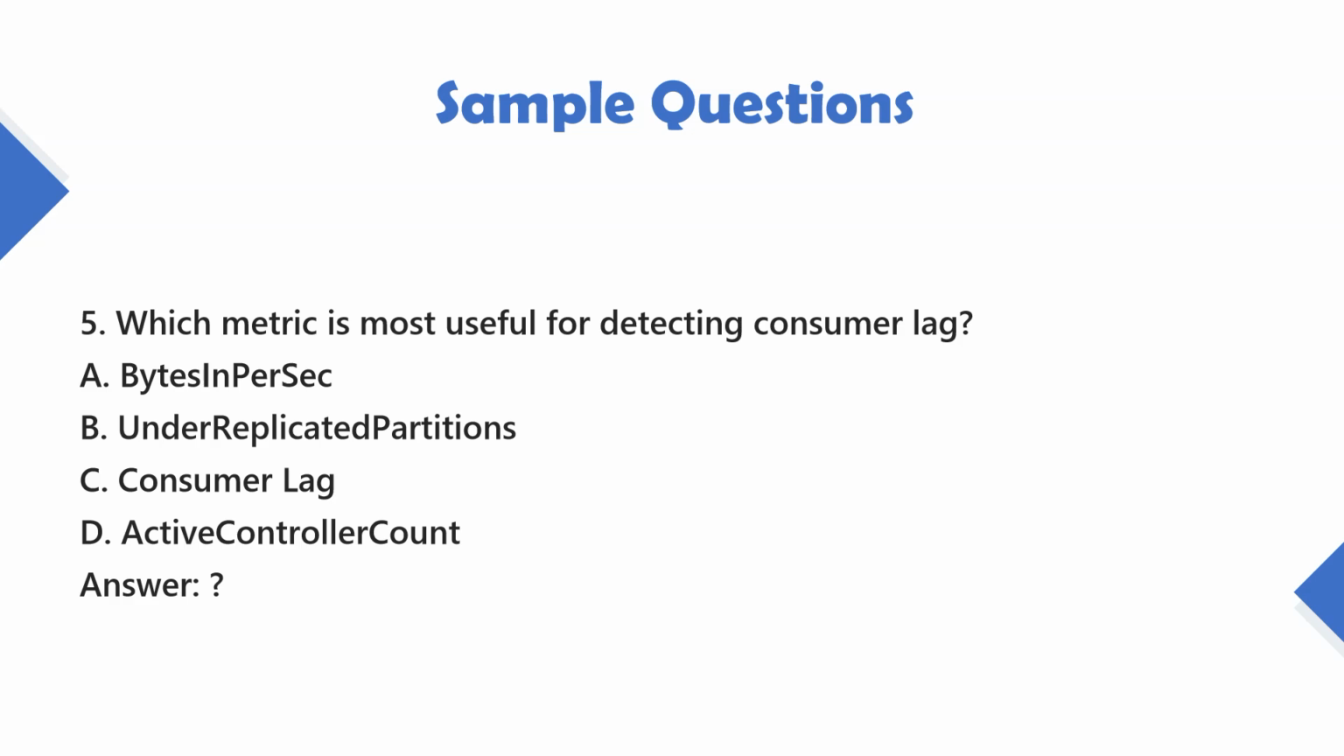5. Which metric is most useful for detecting consumer lag? A. Bytes in per sec. B. Under-replicated partitions. C. Consumer lag. D. Active controller count.